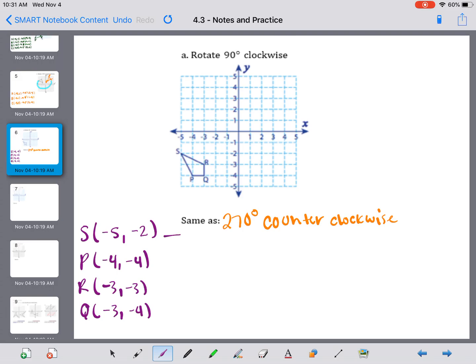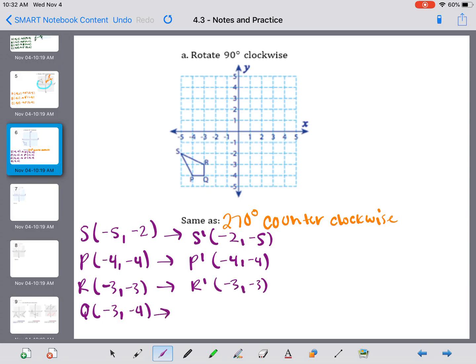So when we do a 270 degree rotation, S prime is going to be located at... flip the point. Sorry. So I'm going to go through and flip each point. So the X and Y trade places. Then 270 and 90 we flip. And with 270, we change the sign of the second. So these are all negative, so all the second numbers now are going to turn positive.